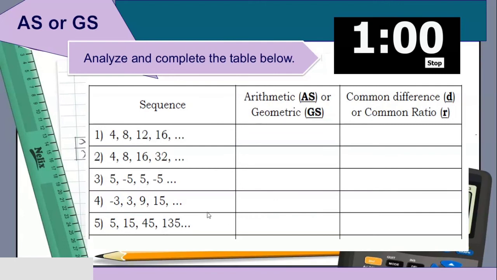What about this activity? AS or GS, analyze and complete the table below. So if it's an AS, you write the common difference, and if it's a geometric sequence, you write the common ratio, or the r. So I will give you again 1 minute to do the activity.